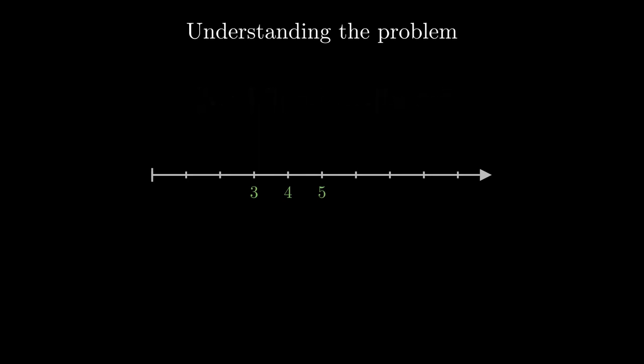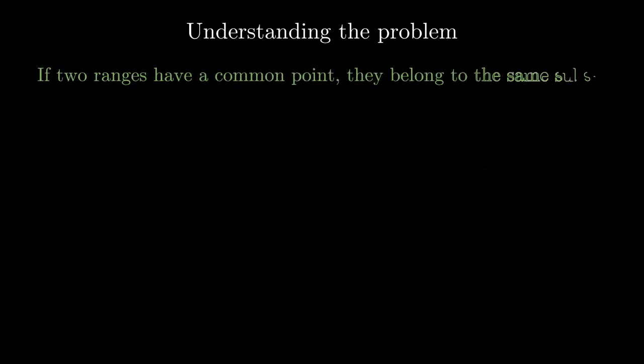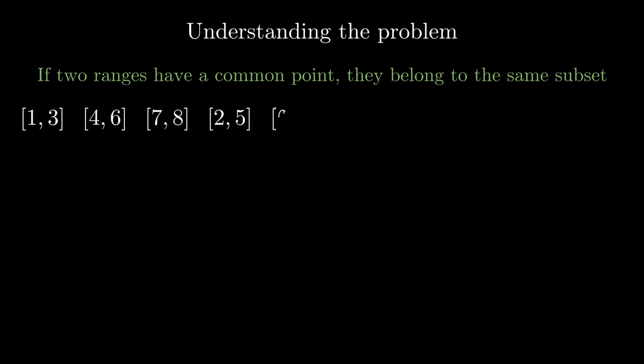Now, it is given that if any two ranges in the set of n ranges have a common point, they belong in the same subset. Let us look at an example to understand what this means. Consider the set of ranges [1, 3], [4, 6], [7, 8], [2, 5], and [6, 7].